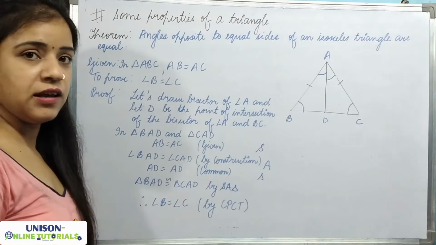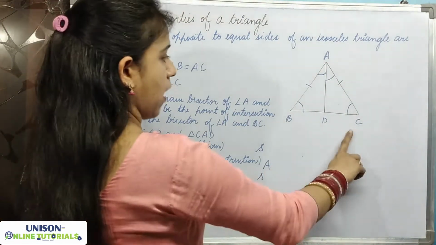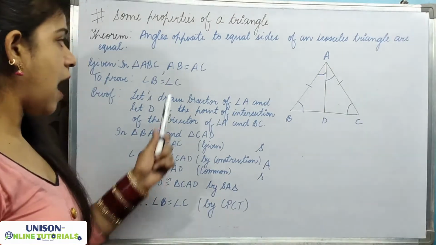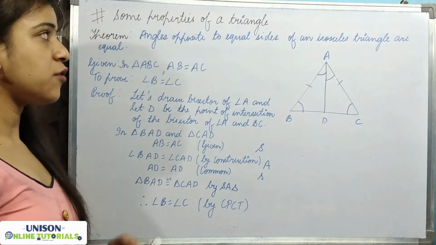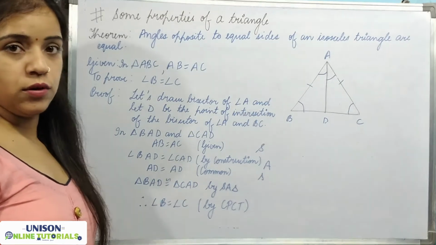And by CPCT, corresponding parts of congruent triangles will be equal. So angle B equals angle C by CPCT, and this we have to prove. So angles opposite to equal sides of an isosceles triangle are equal.